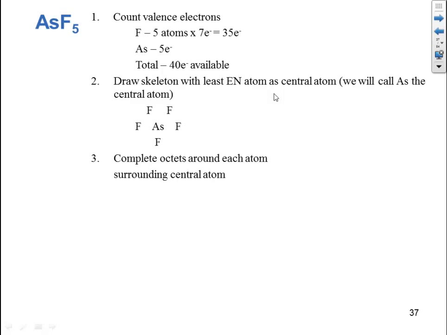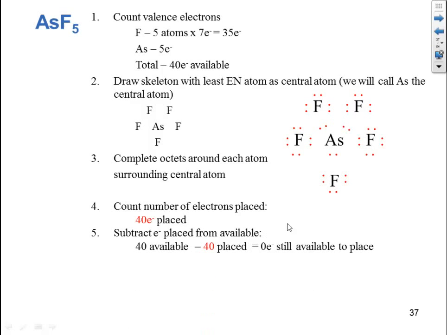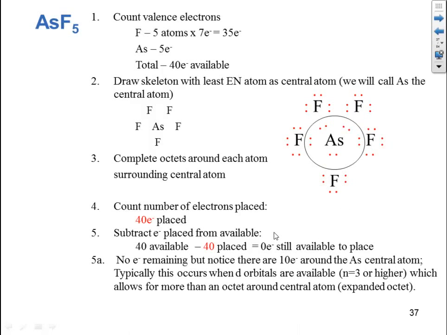Next, we complete our octets around it. So I'm going to put 8 electrons around each one of these fluorines. Count the number of electrons placed, which would be a total of 40. You got 8 around 5 fluorines. That's 40 placed. Now I got to subtract that 40 from available, which is 40 minus 40, which means 0. I have no electrons remaining.